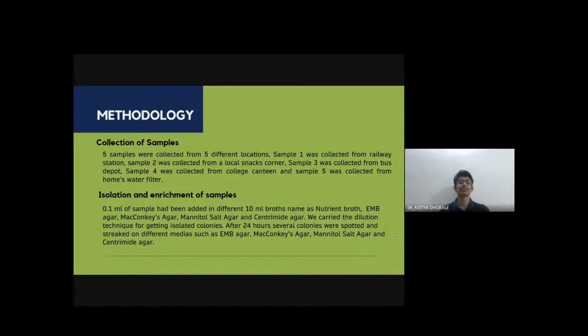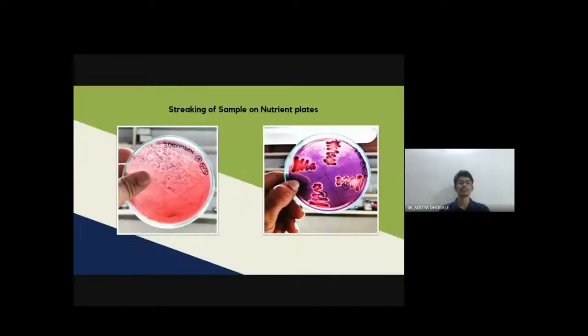Isolation and enrichment of samples. 0.1 ml of sample was added to 10 ml broth of different types: nutrient broth, EMB agar, MacConkey agar, mannitol salt agar, and cetrimide agar. We carried out the dilution technique for getting isolated colonies. After 24 hours, several colonies were spotted and streaked on different media such as EMB agar, MacConkey agar, mannitol salt agar, and cetrimide agar. These are the streakings on nutrient plates.